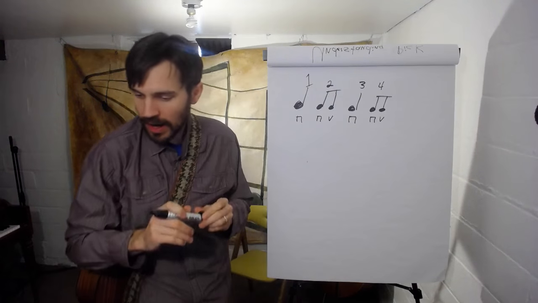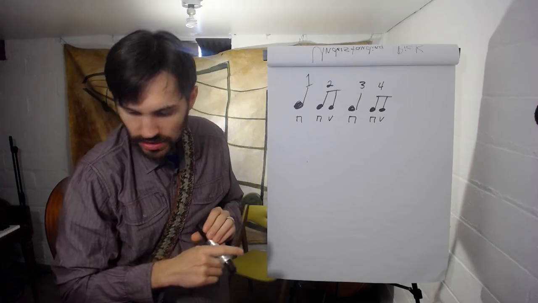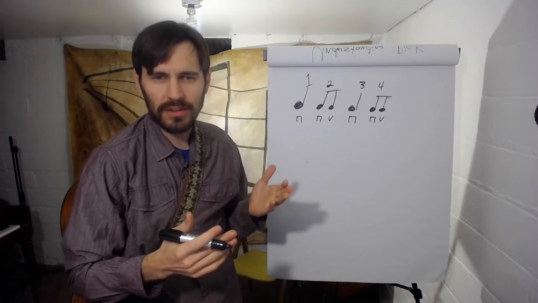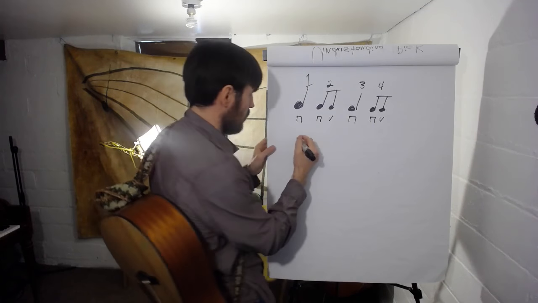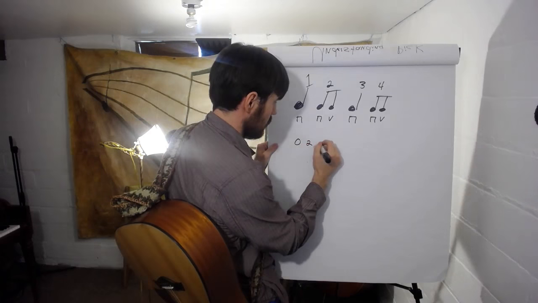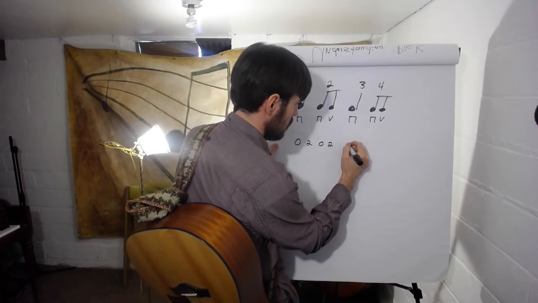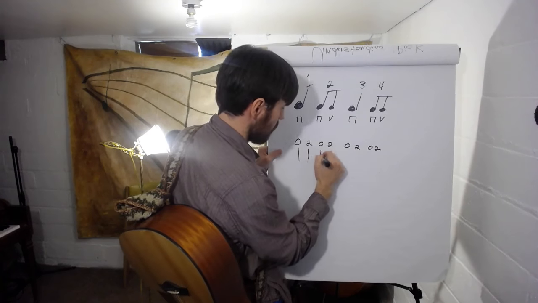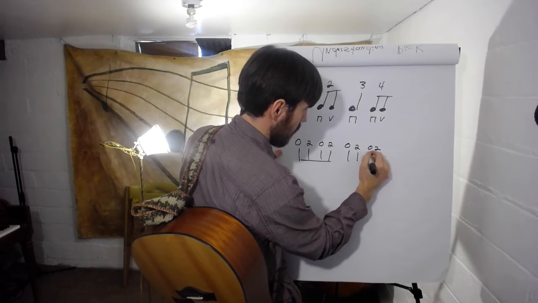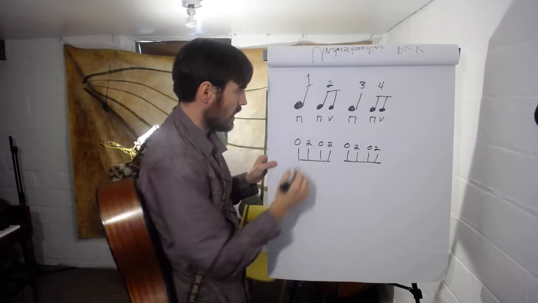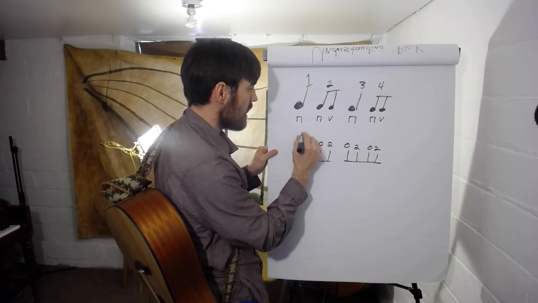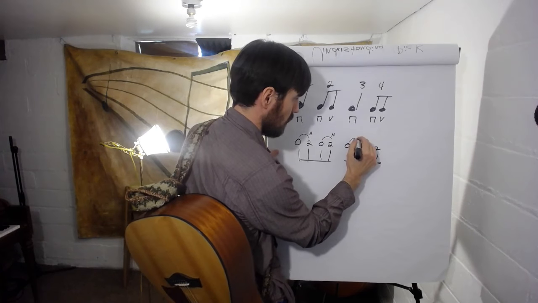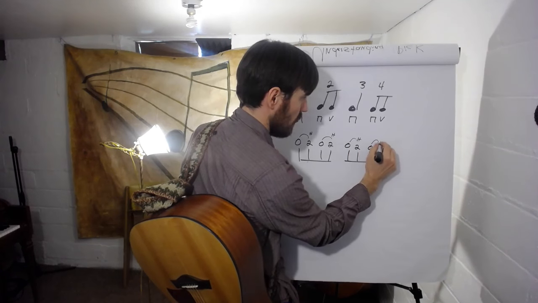So my other example, I'm gonna write tablature this time, and it might look a little funny, but here it is. 0 2 0 2 0 2 0 2, and these are eighth notes, okay? And I'm going to hammer on, again, all on the G string.